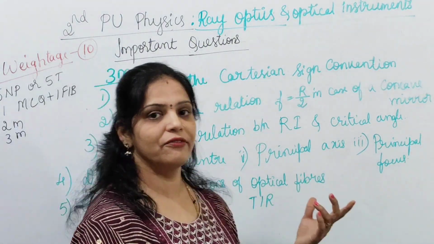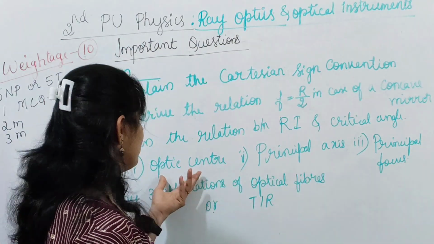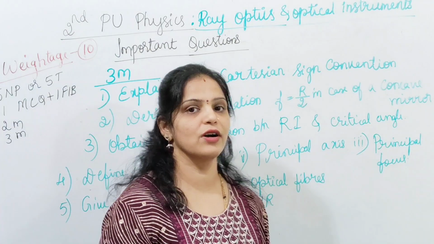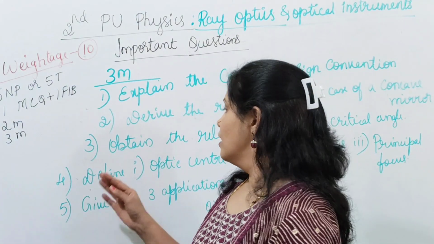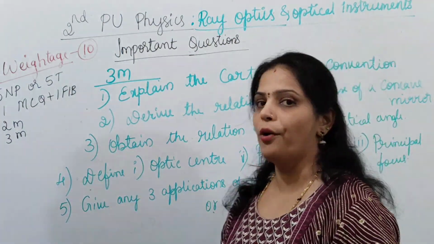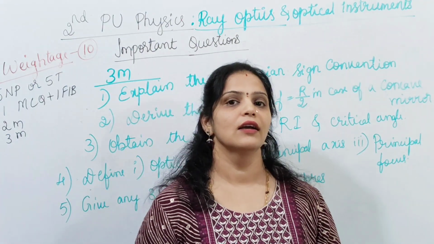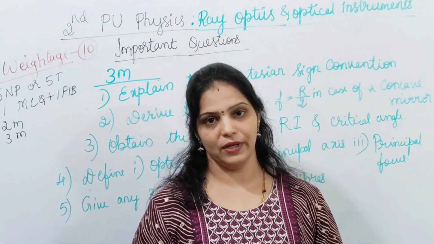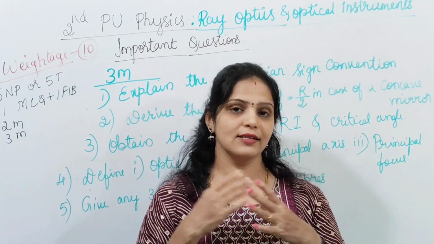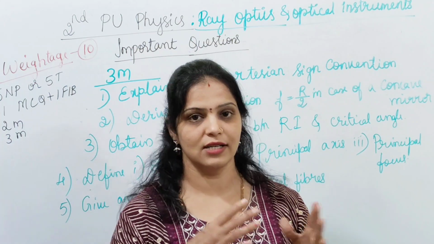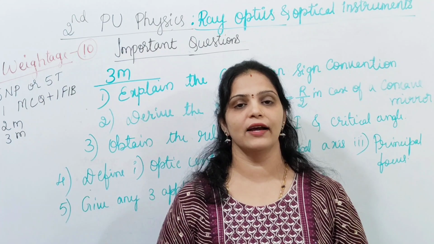And you may expect some definitions for 3 marks. 2-3 terminologies will be given like optic center, principal axis, principal focus, focal length, power of lens, all these definitions. And give any 3 applications of optical fiber. Optical fibers' applications may be asked, where it is used. See, in endoscopy we are using optical fibers, and for decoration purposes we are using optical fibers, and they act like transmission lines. They transmit signals. In place of copper cables we are using these optical fibers.